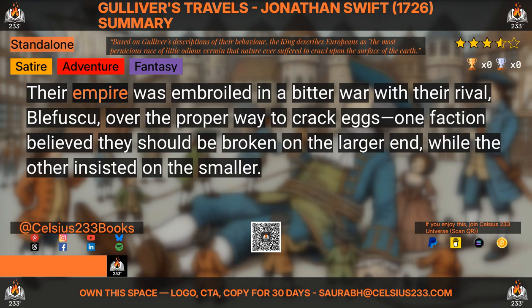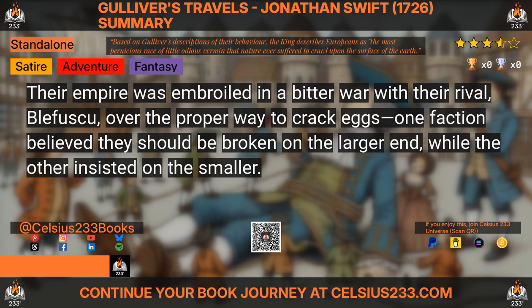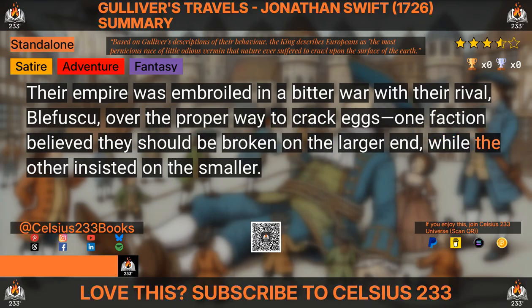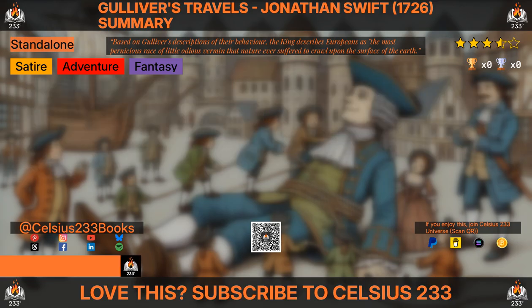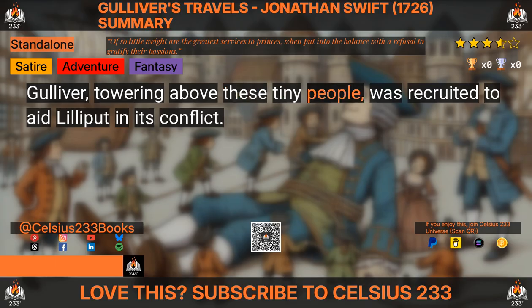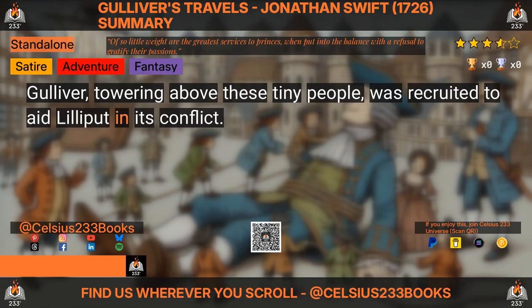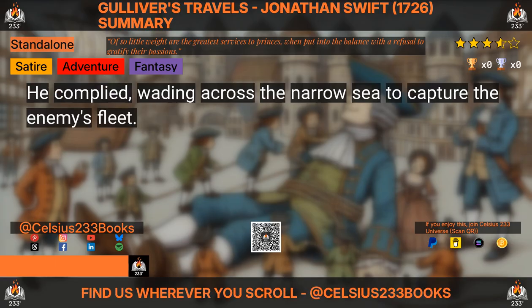Their empire was embroiled in a bitter war with their rival, Blefuscu, over the proper way to crack eggs. One faction believed they should be broken on the larger end, while the other insisted on the smaller. Gulliver, towering above these tiny people, was recruited to aid Lilliput in its conflict. He complied, wading across the narrow sea to capture the enemy's fleet.